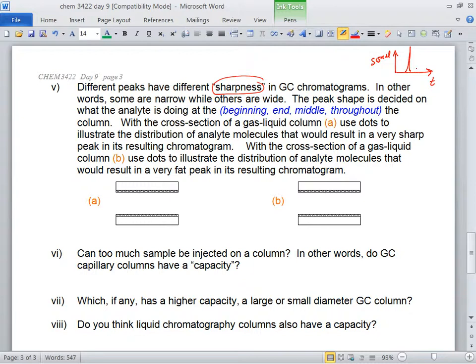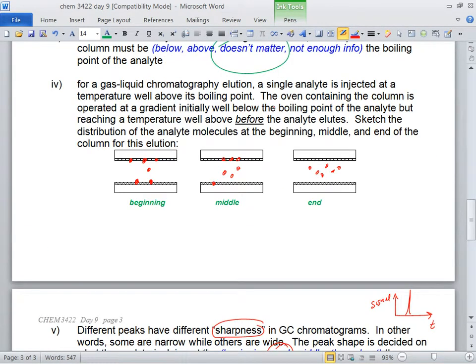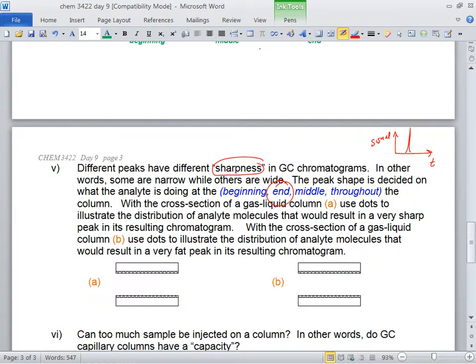The peak shape is decided by what the analyte is doing at the end of the column. What would you guess there? Throughout the column? Everybody agree? It's the end. All that matters is what's happening at the very end, because remember, we already said that things are changing. So I can visualize a really sharp peak if it looks like this at the end. If it doesn't look like that at the end, it's not going to be very sharp.